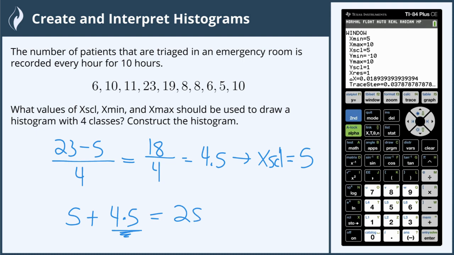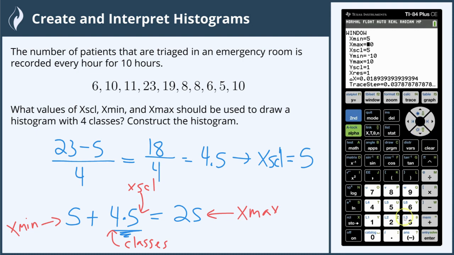So again, notice that 5 was our X min, and this 5 is our X scale. 4 is the number of classes we have. So we're trying to figure out how far over do we actually want to go. 25 is now going to be our X max.